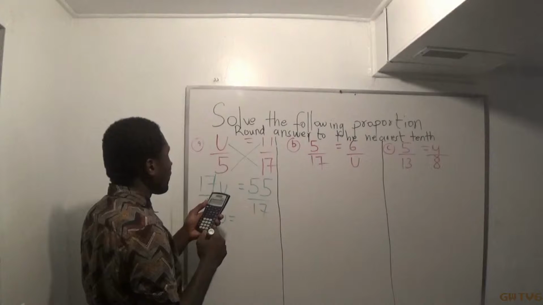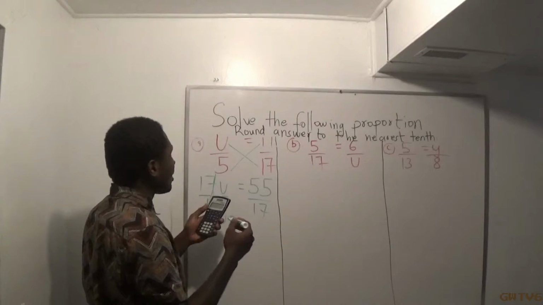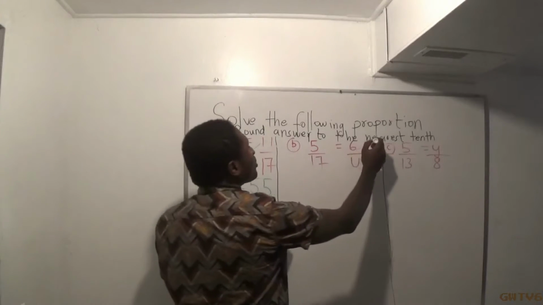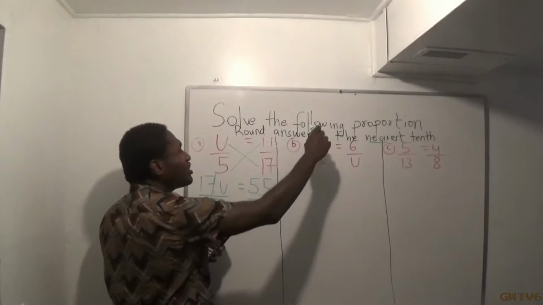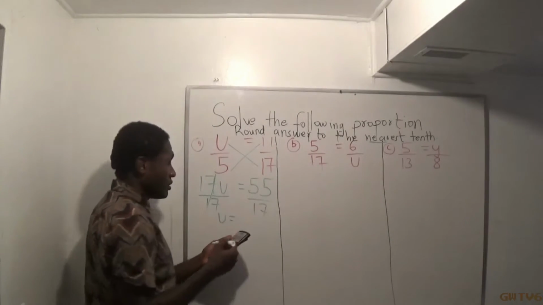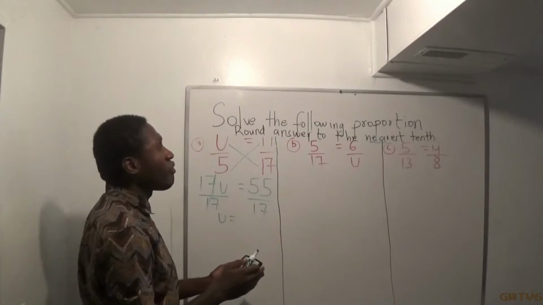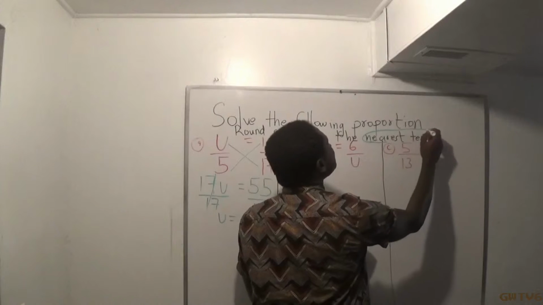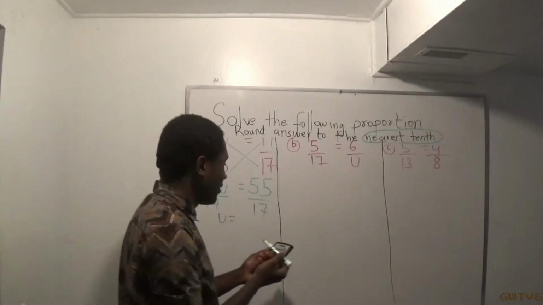So I see 3.23529. I'm being told to round my answer to the nearest tenth. The fact that I'm being told to round to the nearest tenth tells me that my answer should be in decimal form. And I have to pay attention to this, because my decimal should be in the nearest tenth.